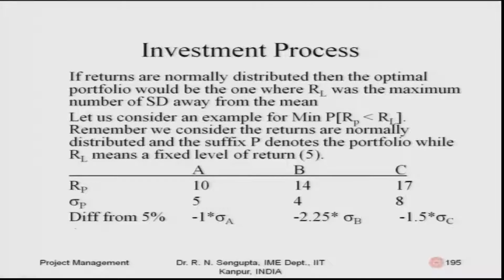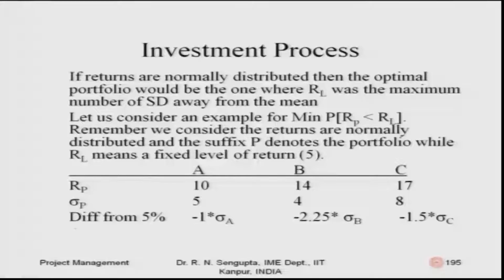So, if returns are normally distributed, then the optimal portfolio for the project would be the one where RL was the maximum number of times standard deviation away from the mean. So, how many times it is away, either onto the right or to the left of the standard deviation, which is sigma, is of more importance to us. So, let us consider an example.